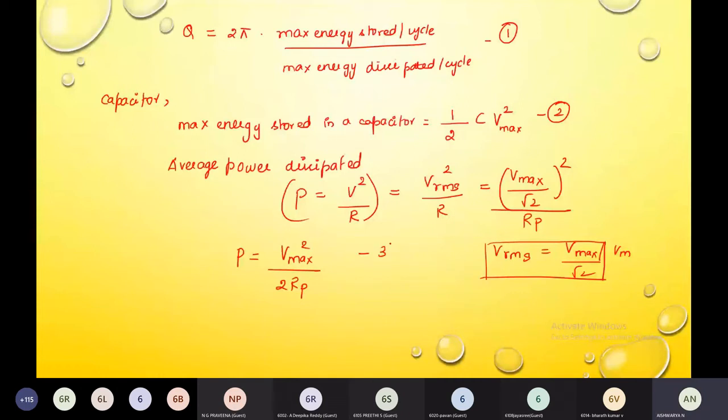Now, can anyone say what is the relation between energy and power? What is energy with respect to power?